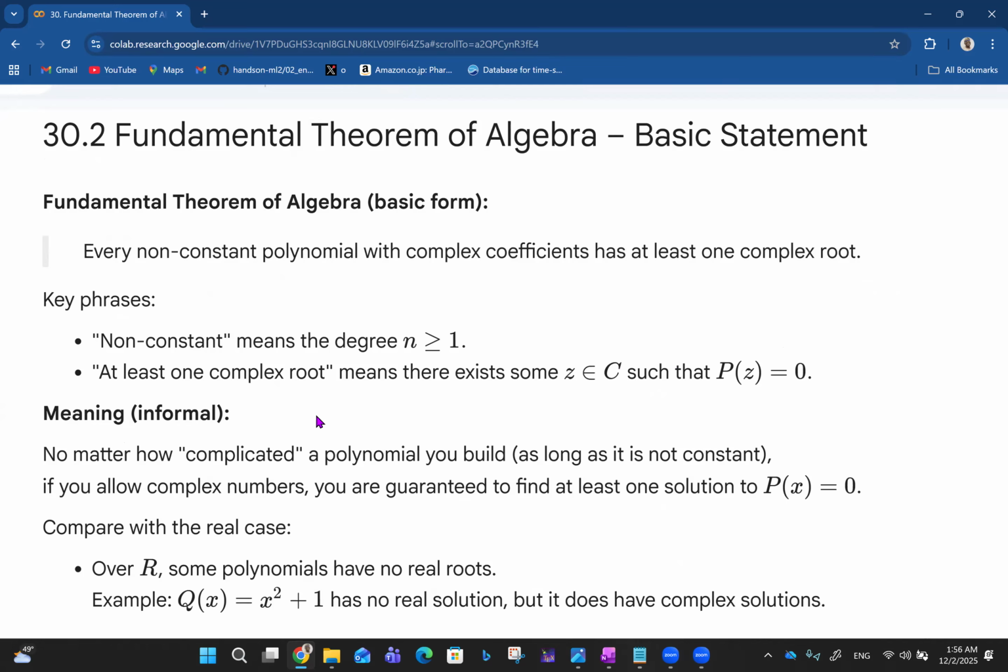The meaning, in an informal sense: no matter how complicated a polynomial you build, as long as it is not constant, if you allow complex numbers, you are guaranteed to find at least one solution to P of x equals 0, no matter what you have.